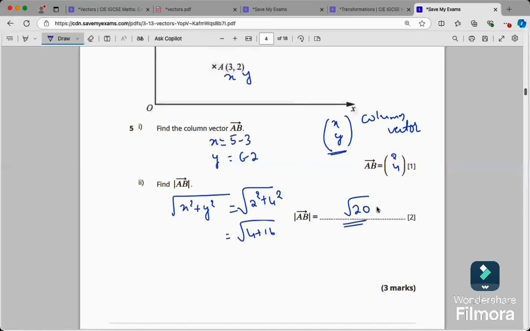Or you can give this answer, use your calculator and give this answer in 3 significant figures. You can always use 3 significant figures in your answer or 2 decimal places. They both are same. So I think it will come probably around 4.47. I hope you get them.